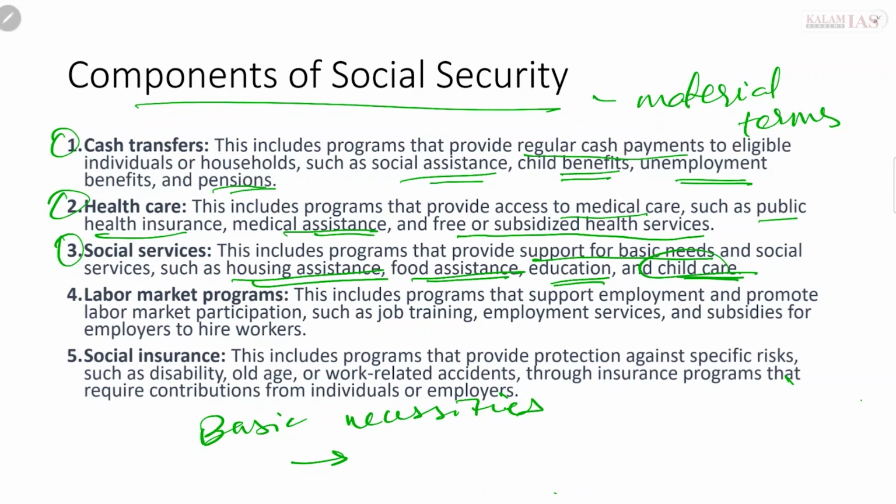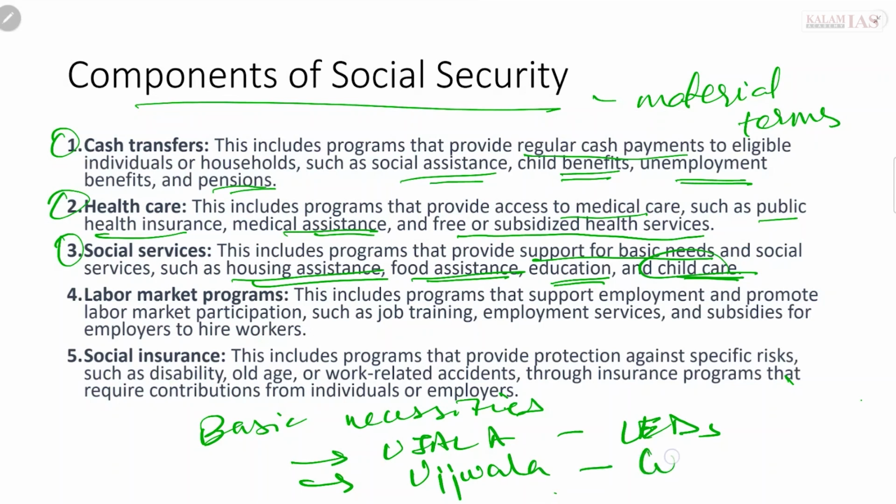Even schemes such as PM Ujala, which gives LED lights to everyone, and Ujjwala, which provides gas connection, these are also social service schemes. Okay.